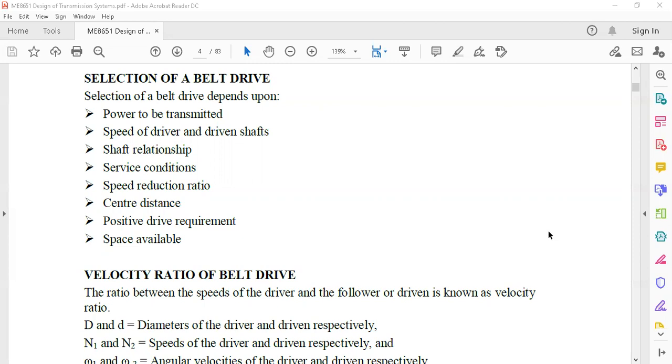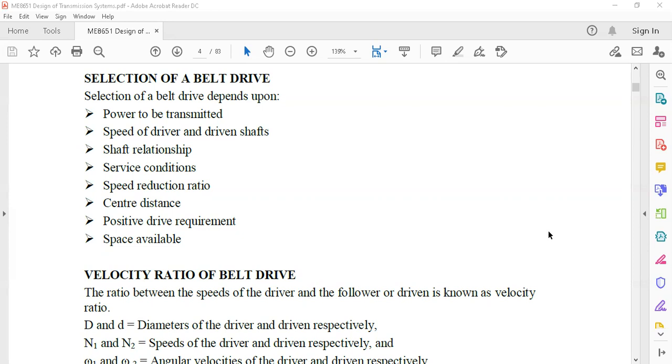Generally, they will ask not only in GATE but also in ONGC or NLC, when you are preparing for ONGC or NLC entrance exams. These topics play a major role, not only these topics but transmission systems in general.